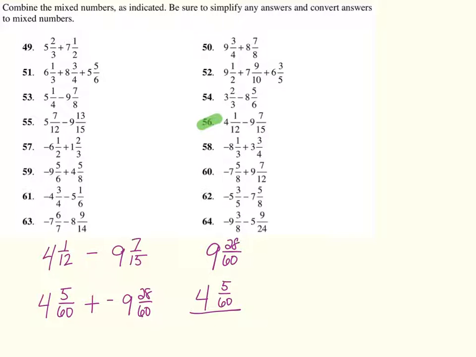9 minus 4 is 5. 28 minus 5 is 23. Negative 5 and 23 over 60. And ladies and gentlemen, just because 23 ends in 3 does not make it divisible by 3. This is your answer.